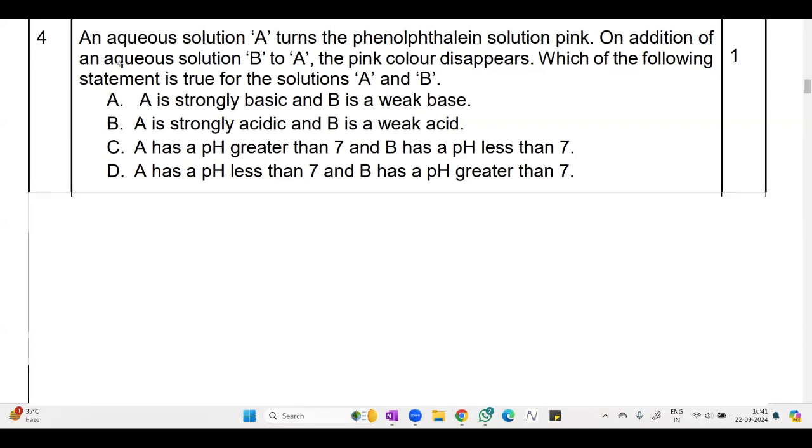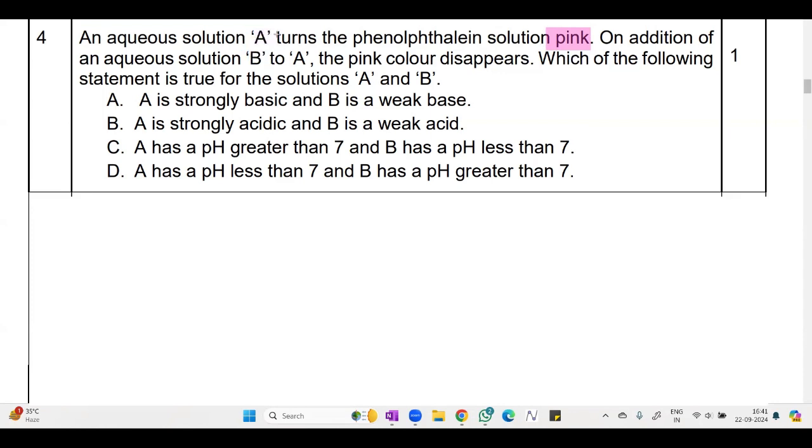This is question number 4. It says an aqueous solution A turns phenolphthalein solution pink. So the solution turns pink, right? What do we know there? The solution that turns pink is a base, right? The color of phenolphthalein solution is pink in base. So A must be a base over here.